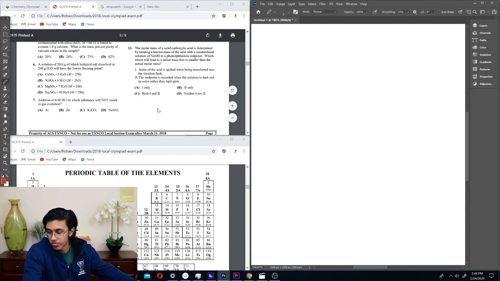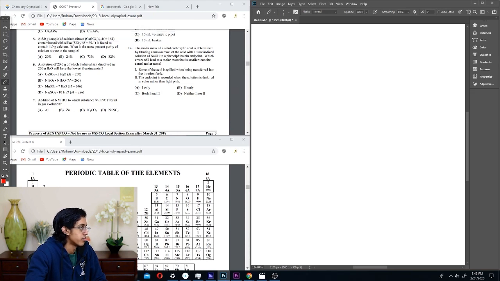Okay, 7. Addition of 6 molar HCl to which substance will not result in gas evolution? God dang it, I feel like I'm going to miss this one for some reason. So it basically has to be a very unreactive thing. Okay, so C is for sure going to give a gaseous product because when you react K2CO3, it becomes KCl and H2CO3.